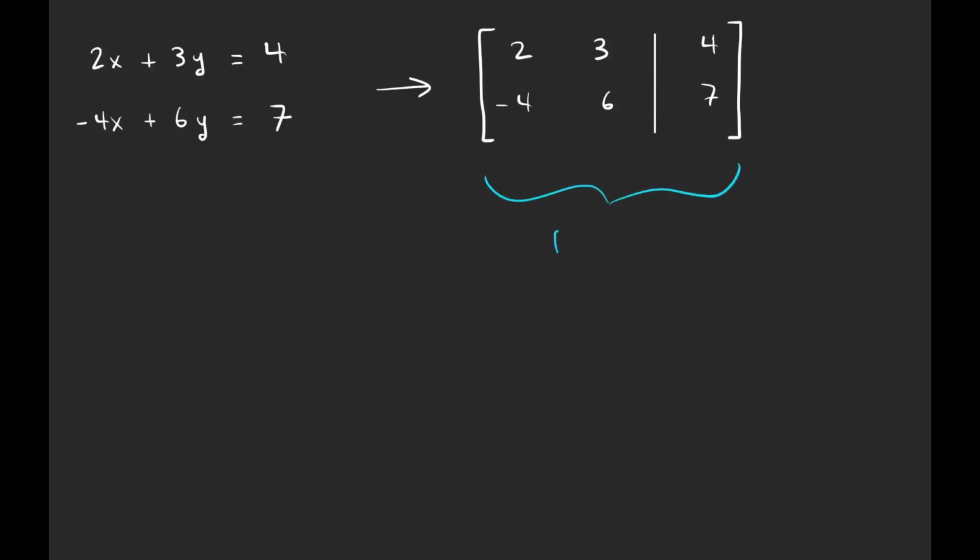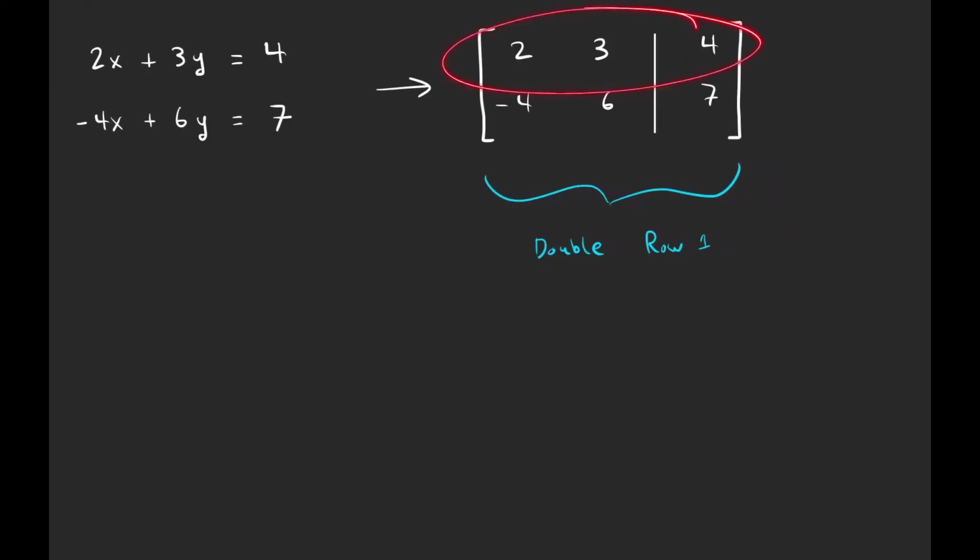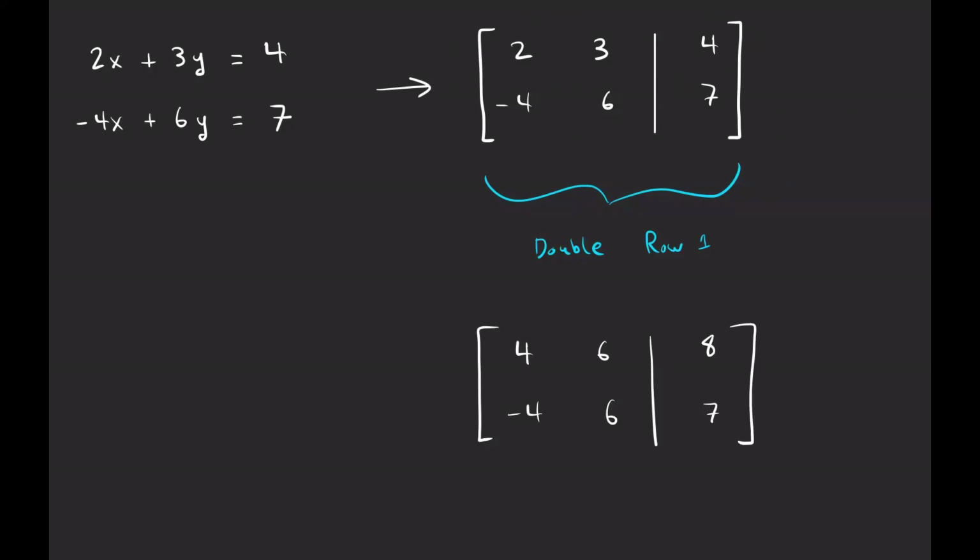If I go here, let's take row one. I'll write it this way. Let's just say double row one. Now, this is pretty much what we did before. In both these scenarios, we multiplied that first equation by 2. Now I'm not saying equation anymore, I'm saying row. Well, let's go ahead and double that, and let's see what we end up with. We've got that. That's awesome.